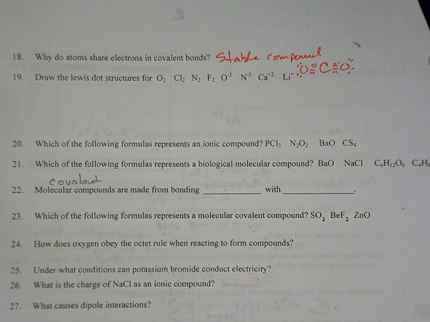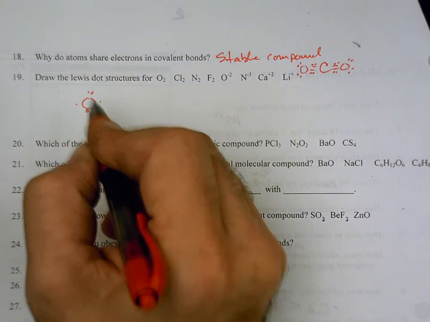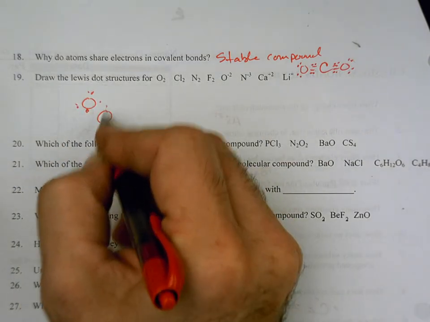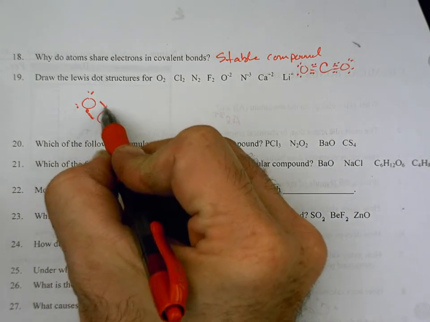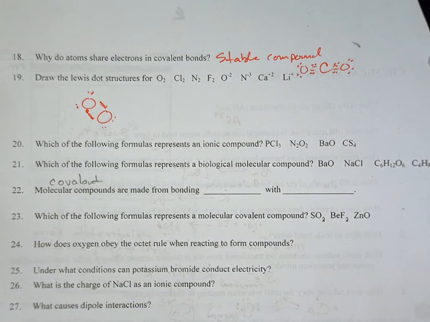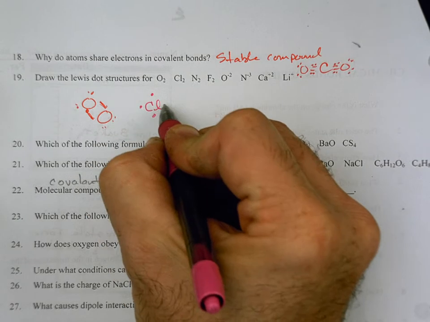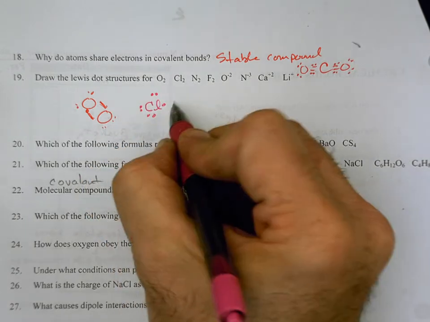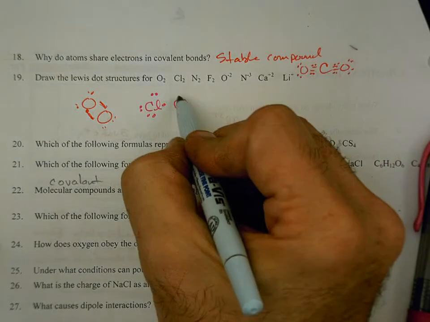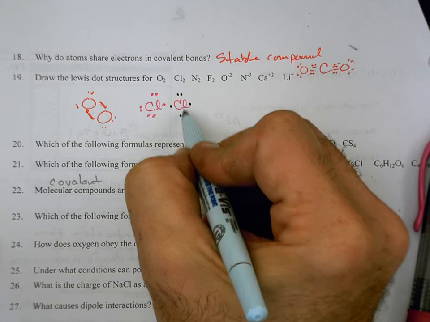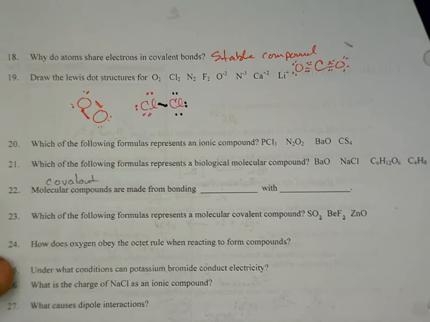Number 19, let's see. Draw the Lewis structures for the following. Well, we've practiced this quite a bit in class. And so here's the Lewis structure of these two. I'm just going to connect those together, and then there we have our oxygen bond. For chlorine, okay, chlorine is in group 7. So there's its 7 valence electrons. I'm going to draw another chlorine here. I'll do its electrons in a darker color, but 1, 2, 3, 4, 5, 6, 7. And then right here, these two share. So that's for chlorine.